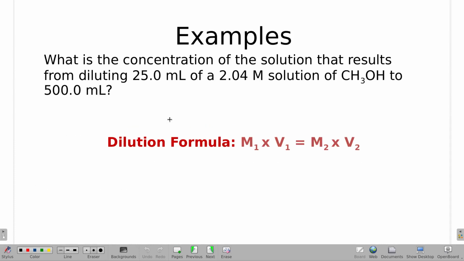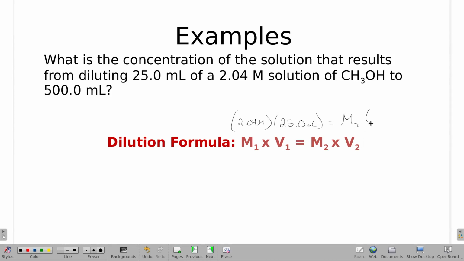Alright, let's see if we can do this with a different one. This is one that doesn't get hot and is not really dangerous. This is just methanol. So we want to know what would be the concentration that we'd obtain if we were to take 25 milliliters of a 2.04 molar solution and dilute it to 500 milliliters. So my first concentration is 2.04. My first volume is 25.0 milliliters. We're going to solve for our second concentration.